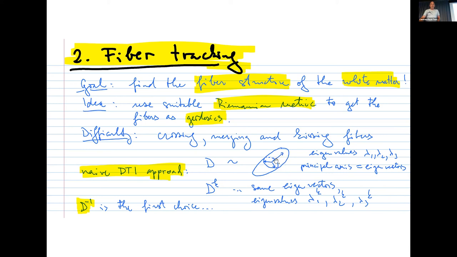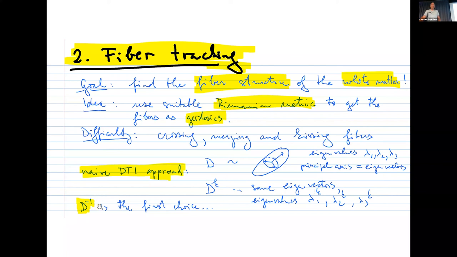So those are the principal axes. And if you take any power of D, of course the eigenvectors will remain the same. Only the eigenvalues will be put to the power k, right? So if you take the k-th power of D, the eigenvalues happen to be lambda 1 to the k, lambda 2 to the k, lambda 3 to the k, and the eigenvectors remain the same.